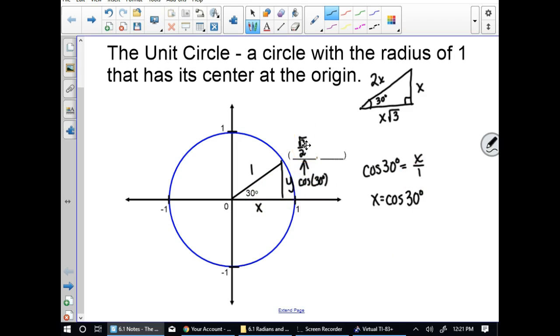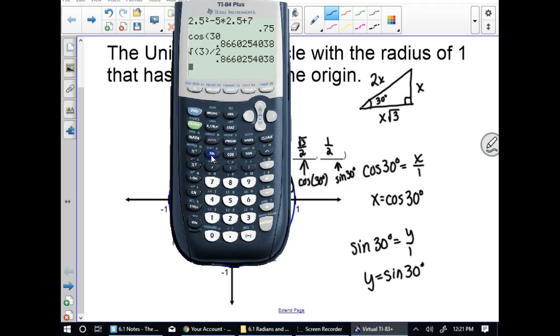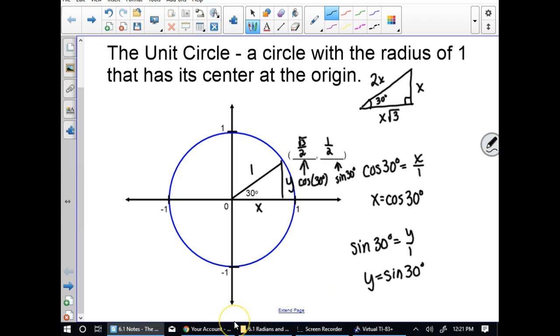In a similar manner, if I'm going to find y, I would say sine of 30 degrees equals y over 1. Thank you, Jaden. And so sine of 30 degrees is y over 1, which just means y is sine of 30 degrees. So this 1/2 that we found here, that is sine of 30 degrees. All right, and if you type in sine of 30 degrees like we've been doing on the calculator, you get 0.5, which is 1/2. So the unit circle gives you sine and cosine.